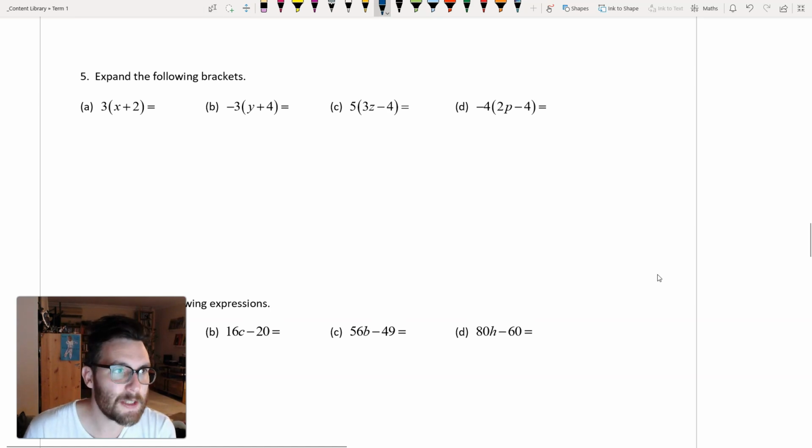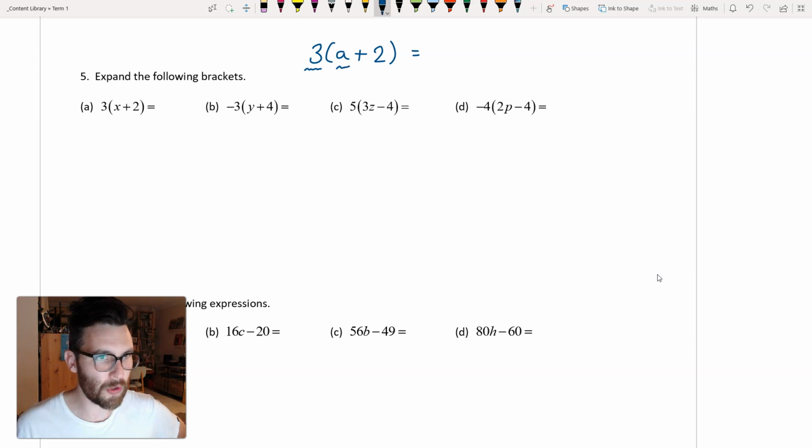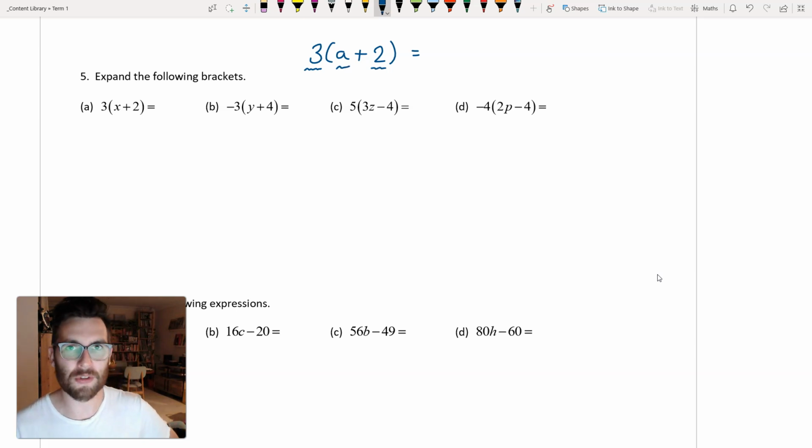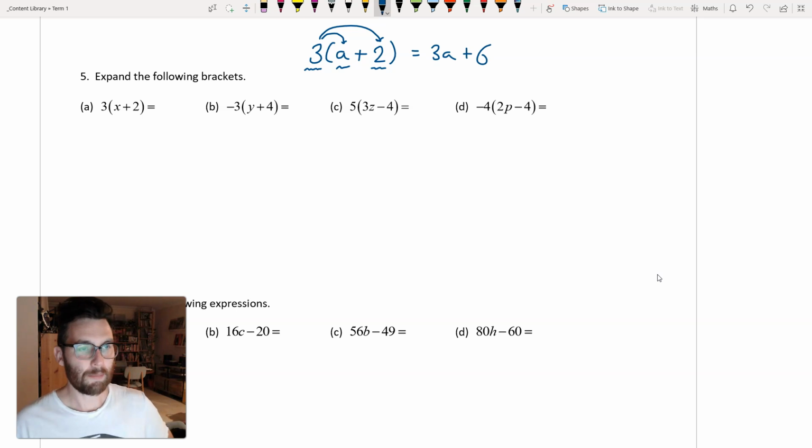Okay, so when we expand brackets, if we had, say, for example, 3 multiplied by a plus 2, when we expand, we want to remove the bracket by multiplying whatever term we've got out the front by all the terms that we've got inside the bracket. It's called the distributive law. So for this example, we'd take 3 and multiply it by a, gives us 3a, and then 3 multiplied by 2 gives us 6.